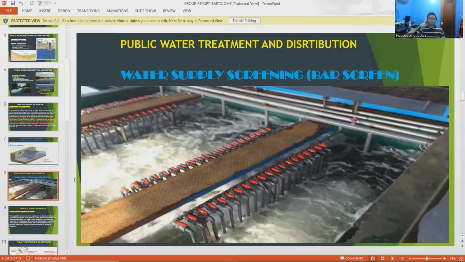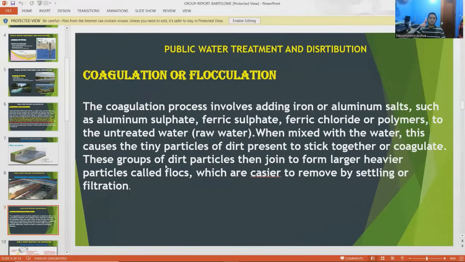Water supply screen. Coagulation or flocculation. The coagulation process involves adding iron or aluminum salts, such as aluminum sulfate, ferric chloride, or polymers, to the untreated water or raw water. Raw water is the unfiltered water. It's like groundwater.